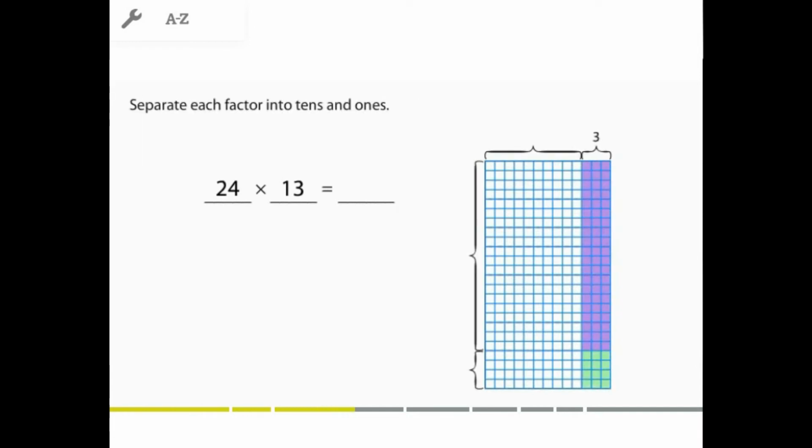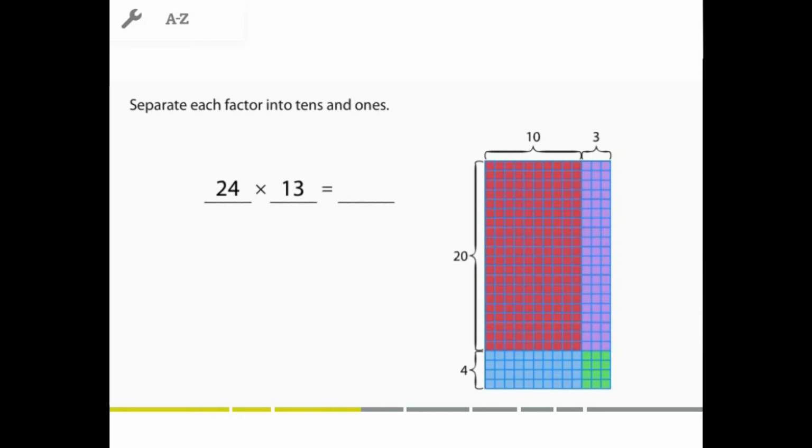Separate each factor into tens and ones. Color each section a different color. Which color is used to show the product 20 times 10? Red shows the product 20 times 10. Purple shows the product 20 times 3. Which color is used to show the product 4 times 10?